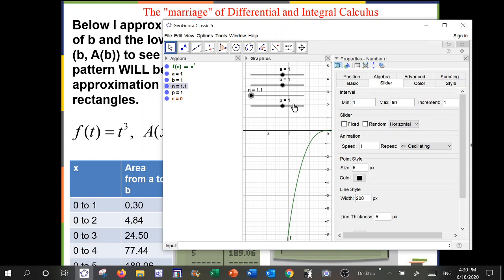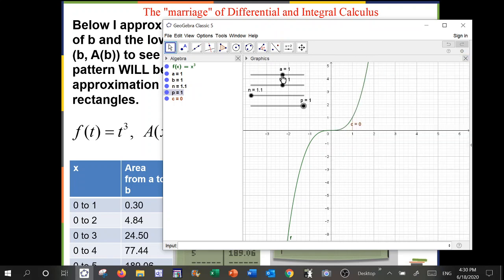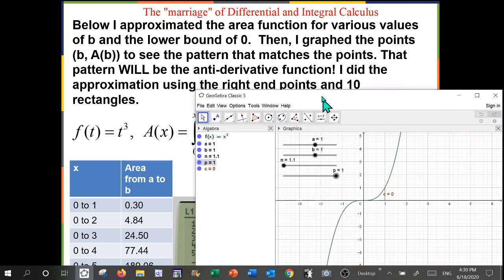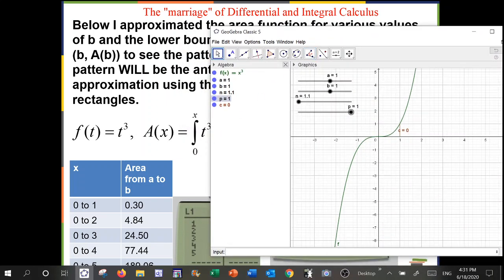So I can change it from 1, 2, 3, 4. And then P, that's something that GeoGebra uses. I make it go from 0 to 1, again by 0.1. If you set P equal to 0, it uses the left end. If you put 1, it uses the right end. Okay, that's good enough for me. So now we want, in this problem, A to be 0, right? Because we want to start from 0. So I'm going to set A to be 0.